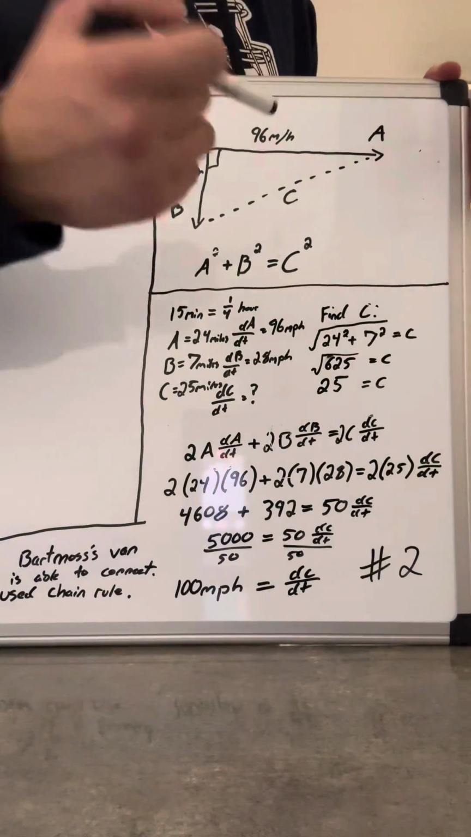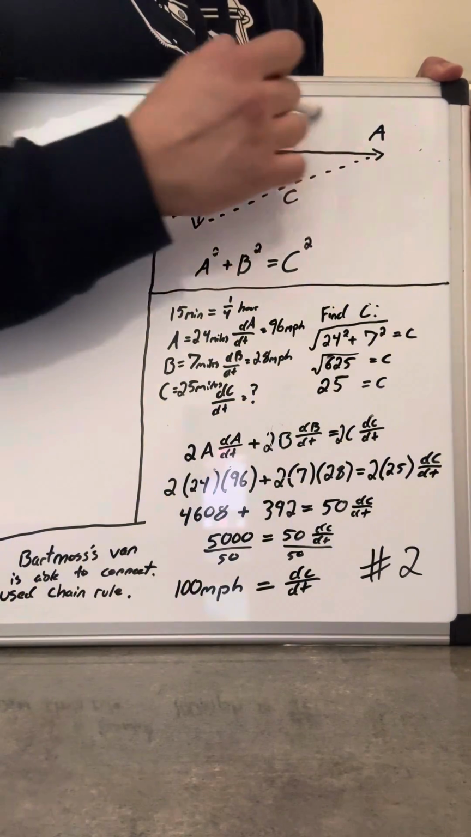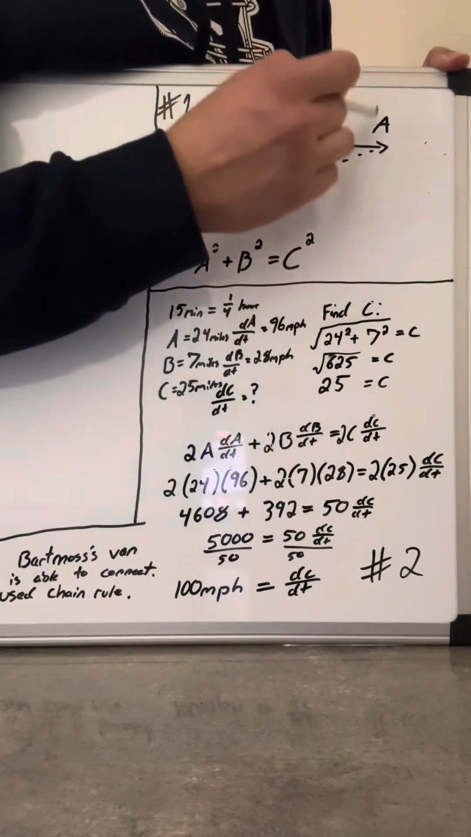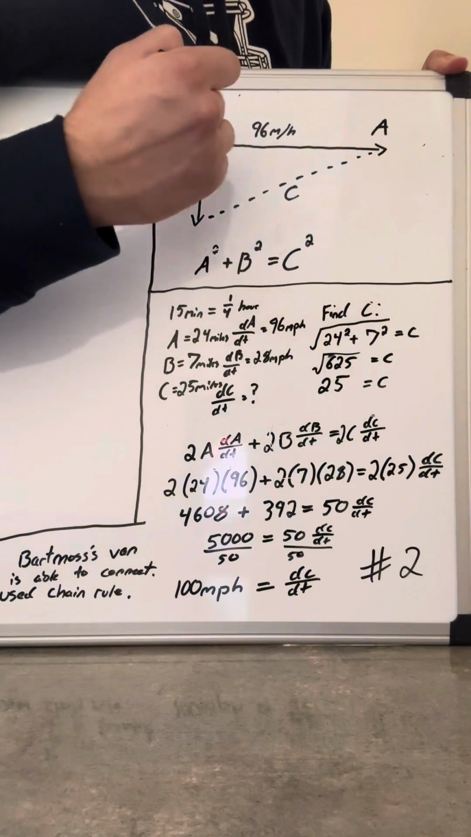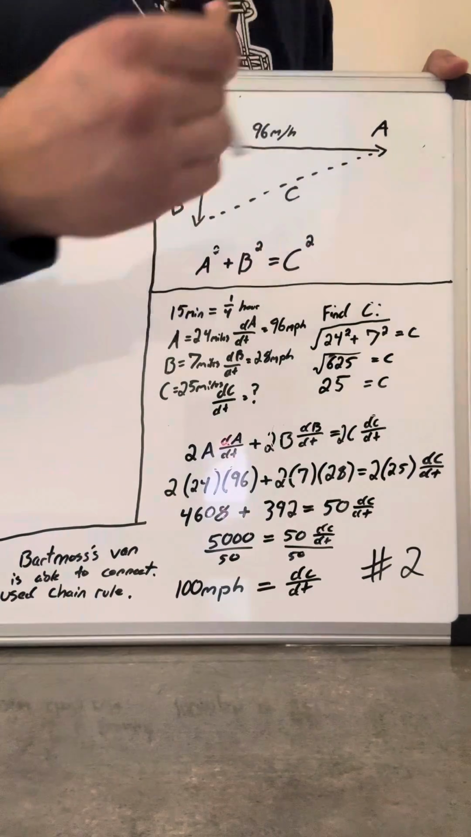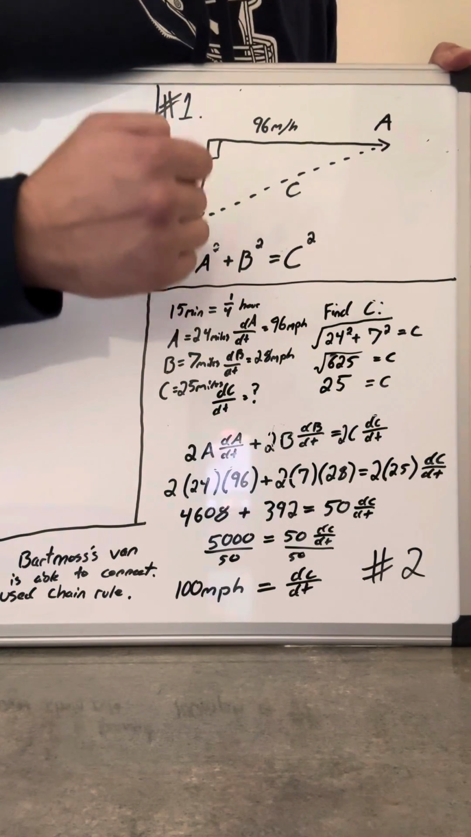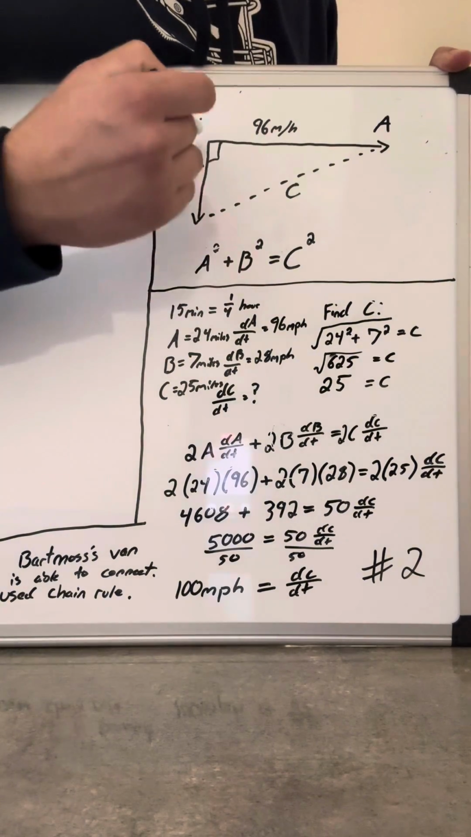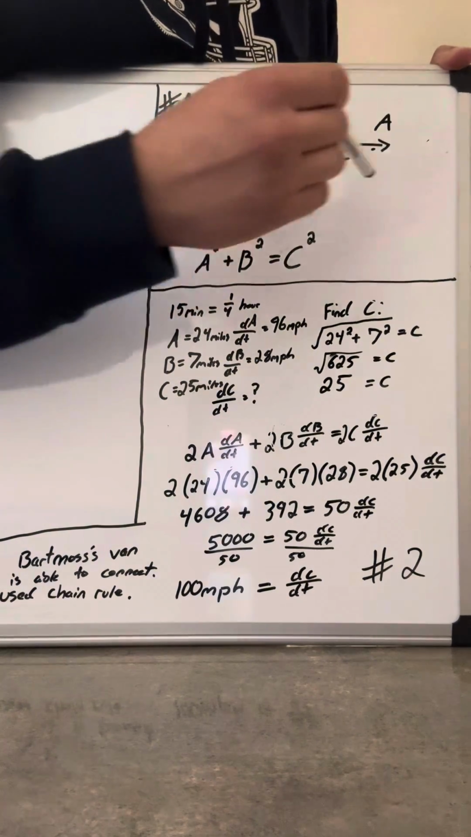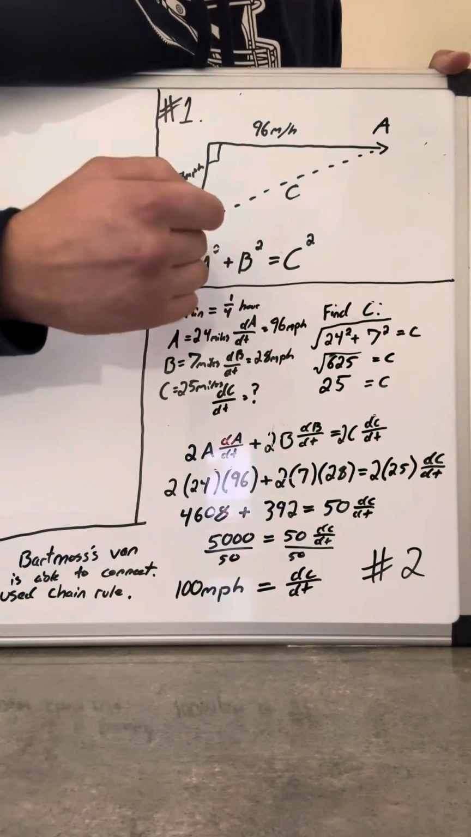Alright, for this problem, we have Ash who traveled east at 96 miles per hour. A represents the distance from his rendezvous point to where he ends up. Bart traveled at 28 miles per hour south. B also represents distance from his rendezvous point to the end. And C is the distance between them.